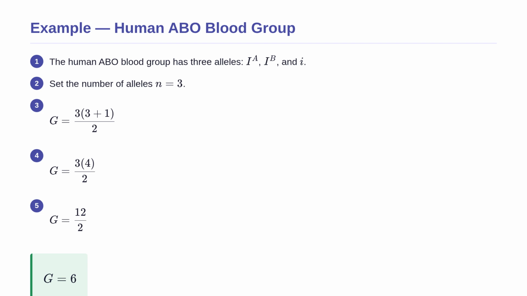Since there are 3 alleles, we set our variable n equal to 3. We substitute 3 into our formula. Following the order of operations, we first add 3 and 1 inside the parentheses to get 4. Multiplying 3 by 4 gives us a numerator of 12. Finally, dividing 12 by 2 gives us our final answer of 6. This means there are exactly 6 possible genetic combinations for human blood types.